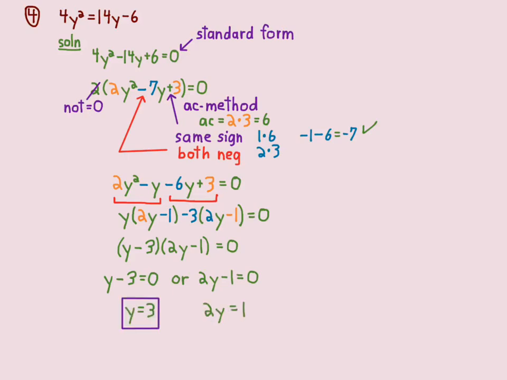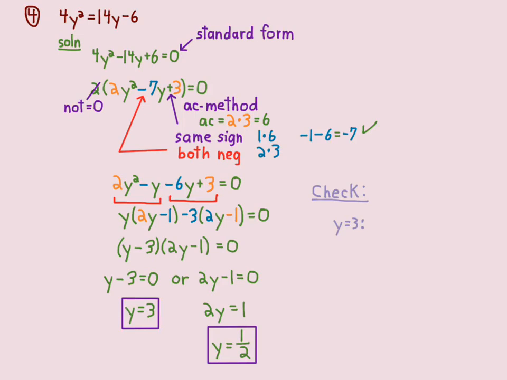y equals 3 for the first one. For the second one, you get 2y equals 1. And then you cross multiply and you get y equals 1/2. Now you need to check these in the original equation. So you're going to check the left side and the right side with 3, see if they're the same, and check the left side and the right side with y equals 1/2 to see if those are the same.